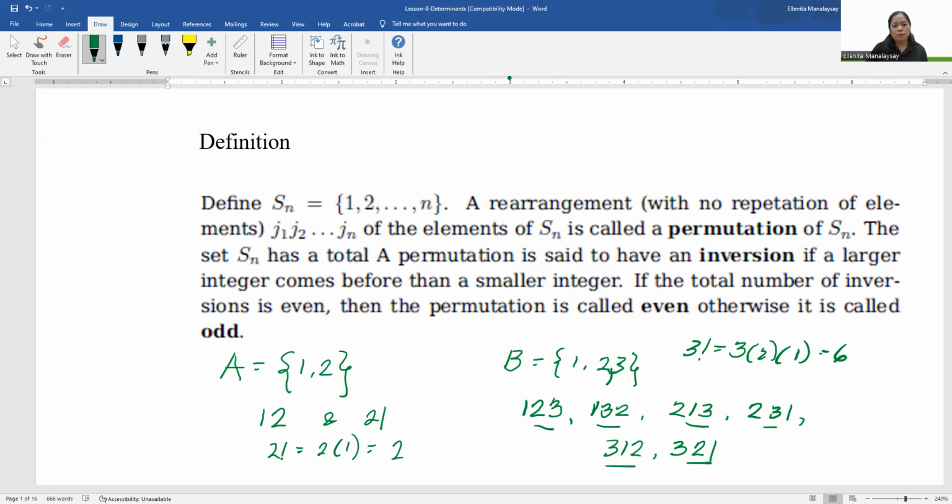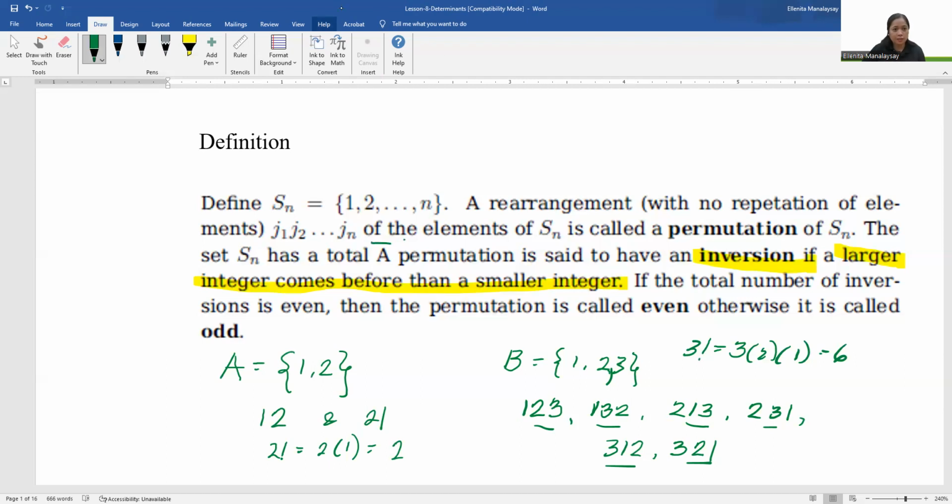A permutation is said to have an inversion. This is a new term, I suppose. A permutation has an inversion if a larger integer comes before a smaller integer. So it's possible that a given arrangement has no inversion, if there is no instance where the larger integer comes before the smaller integer. But in this case, let us look at the inversions.